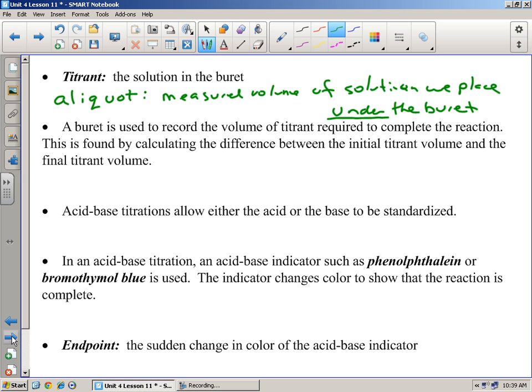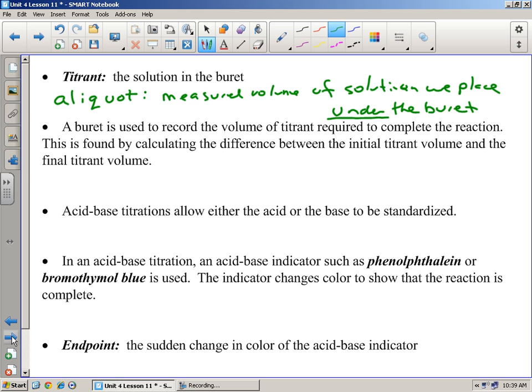Now, I'm not going to ask you to define a titrant or burette, but I will ask you which one is the titrant and which one is the aliquot. So you need to know where they are in relation to each other. Titrant's the solution in the burette. Aliquot is a measured out solution. It goes underneath the burette.